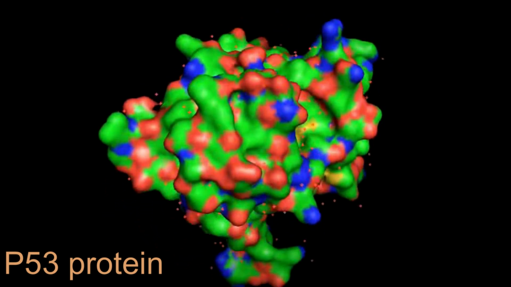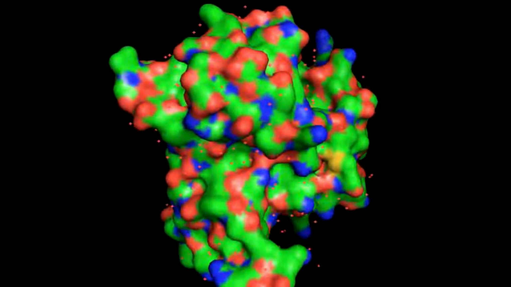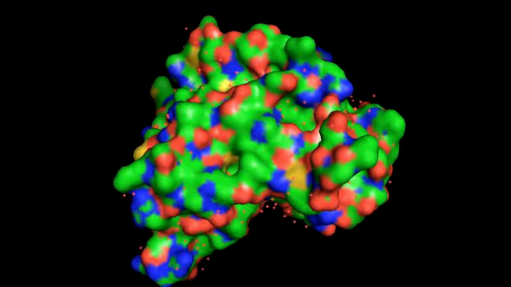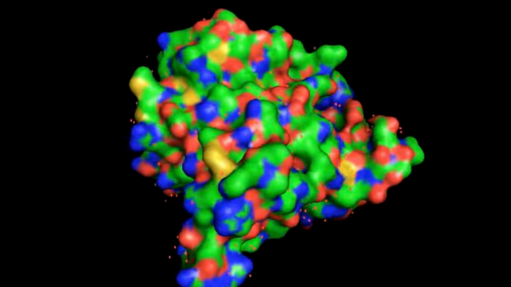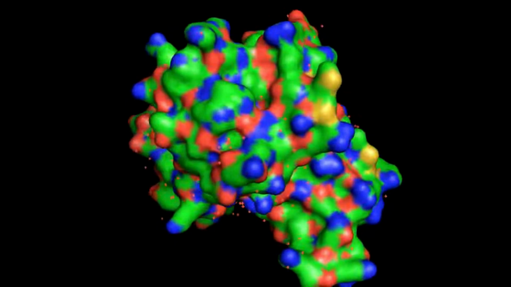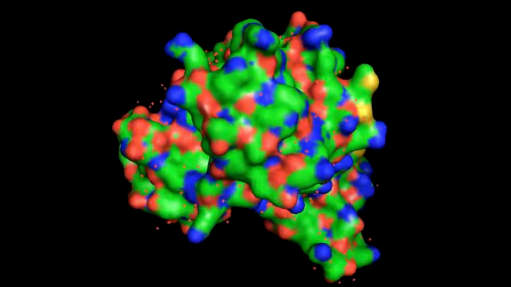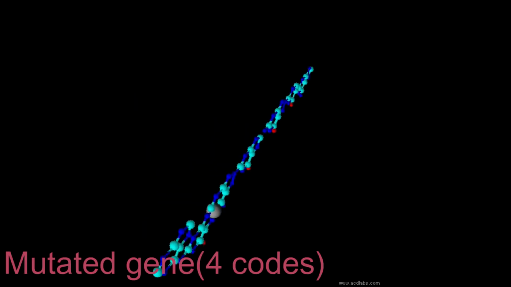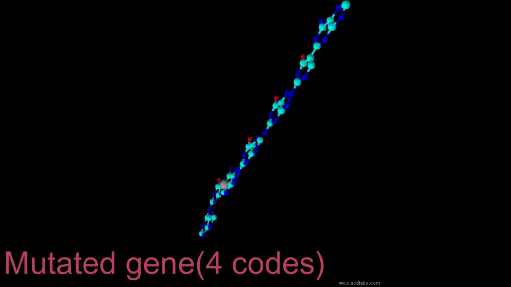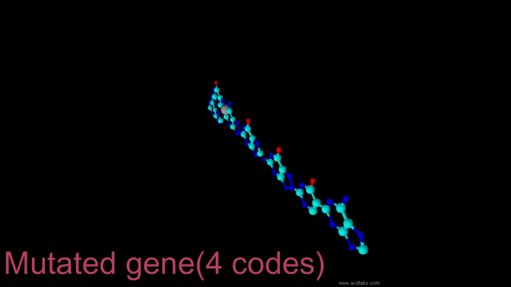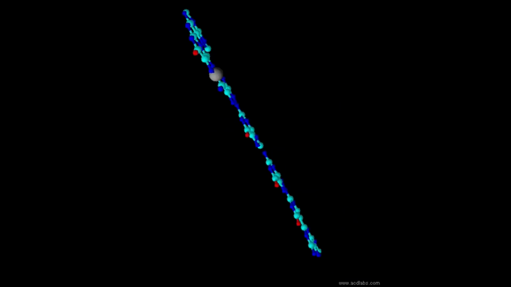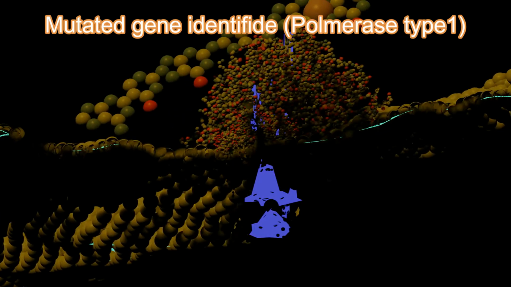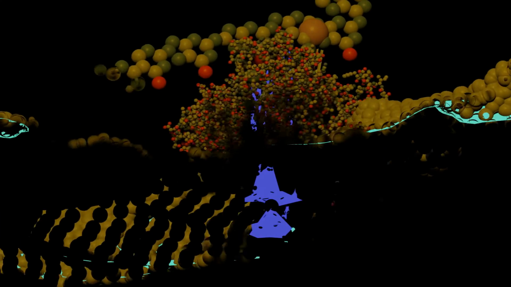NER, nucleotide excision repair system. It is one of the systems for DNA repair. When there is any mutation, the DNA repair system tries to repair this damage. And we have taken an example, mutation in P53. What happens when there is a mutation and how the DNA repair system repairs this defect through NER, nucleotide excision repair.